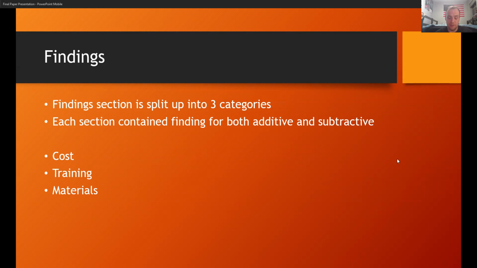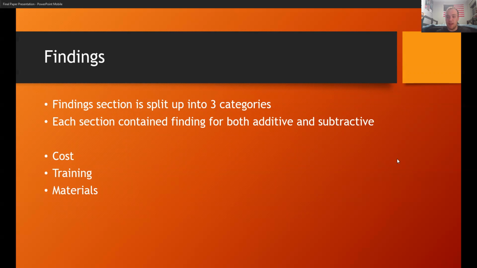So the first section would be cost, which was the actual cost to house these machines. So the difference between cost of, say, a 3D printer and then a CNC mill machine, or maybe even a 3D printer or a lathe. And then within these sections, for example, it would go over the cost of additive machines, and then it would go over the cost of subtractive machines.